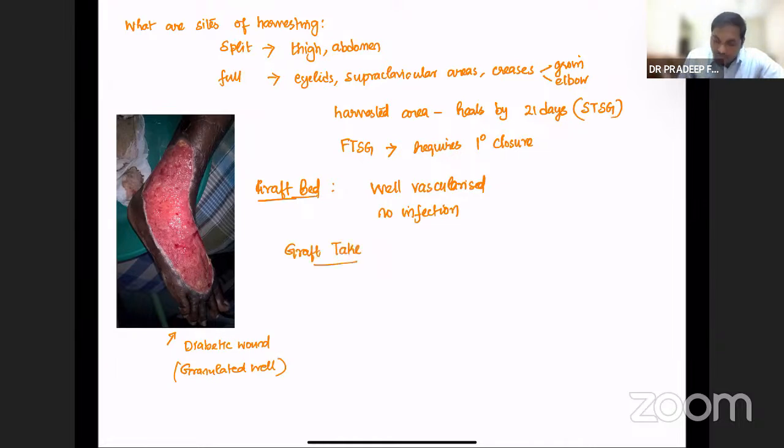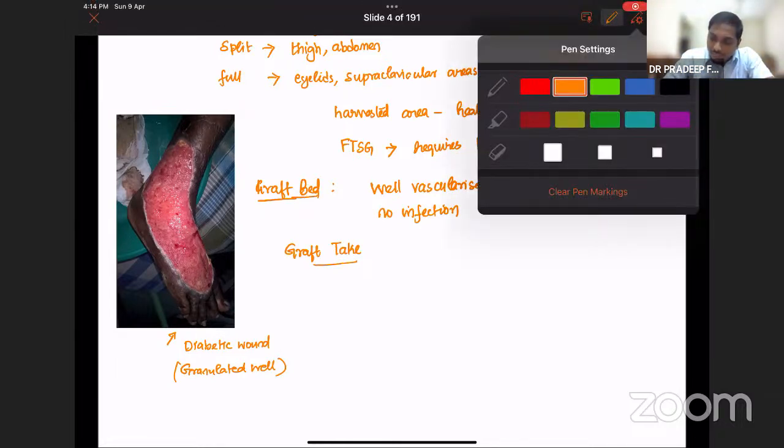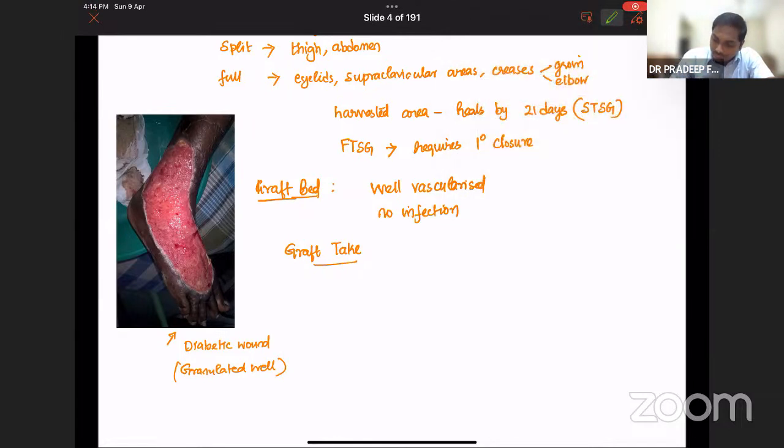You harvest the skin graft with the help of an instrument. What is the instrument that is used for harvesting the skin graft? You use a Humby's knife, and the blade that is used is called the Downey's blade. You make a staggering movement, a to and fro motion. The tangential skin graft will be harvested with the help of this Humby's knife.